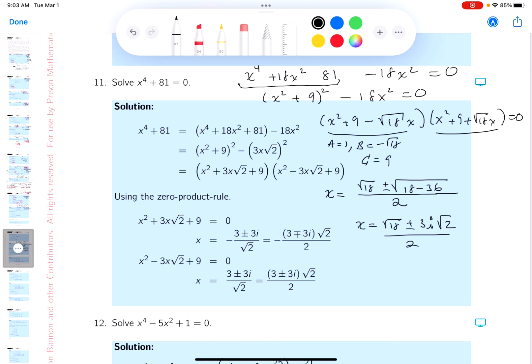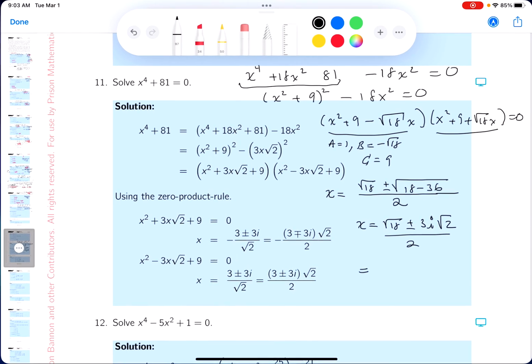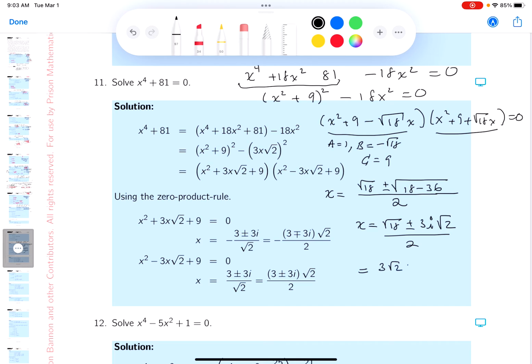All right. I'm going to simplify it a tiny little bit. 18 again is 9, so 3 root 2 plus or minus 3i root 2 over 2. I'm going to say that one's done. Let's do the other one. And the other one, I'll identify the a. I'll identify the b. The b is root 18, and the c is 9.